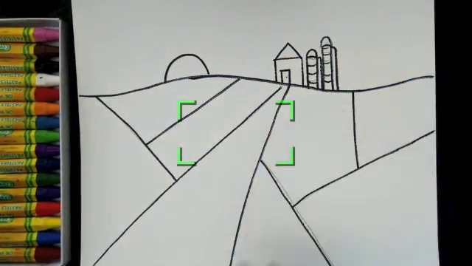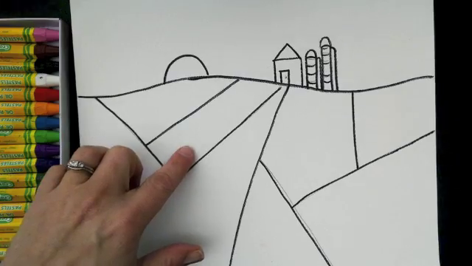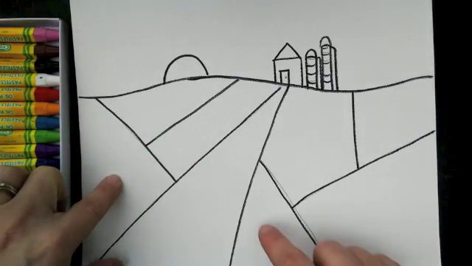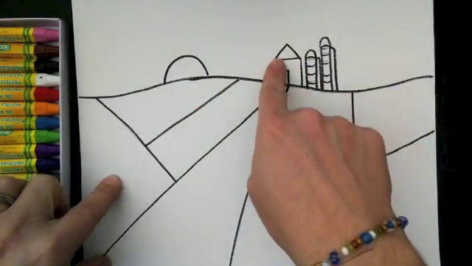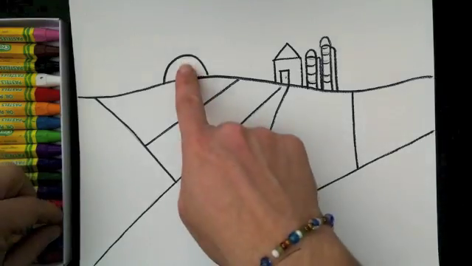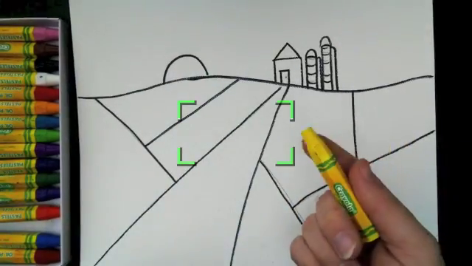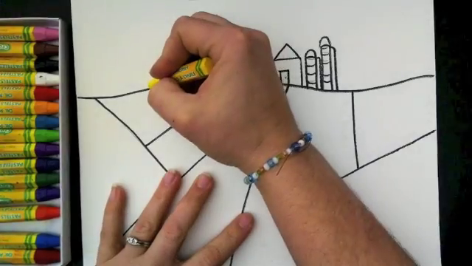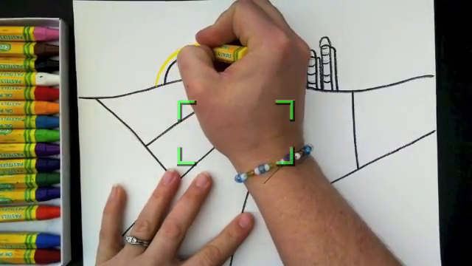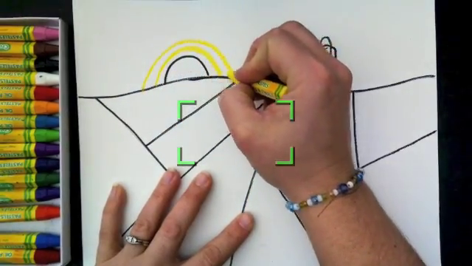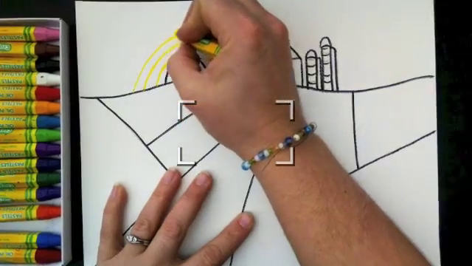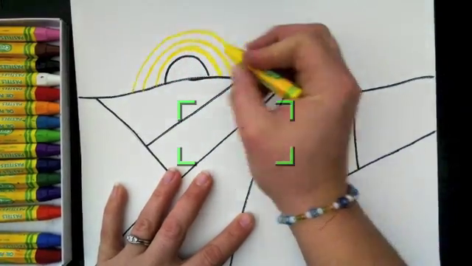Now that you have it outlined with Sharpie marker, we're going to add shapes and lines to make designs in all of our sections, including the sky. Remember, we have the setting sun, so I'm going to use yellow to start out with, to start making some curved lines above my sun. I'm leaving a little bit of a space. It's kind of looking like a yellow rainbow right now.